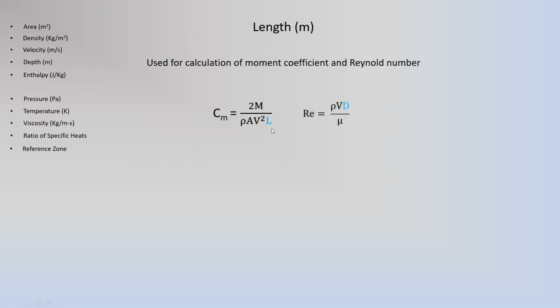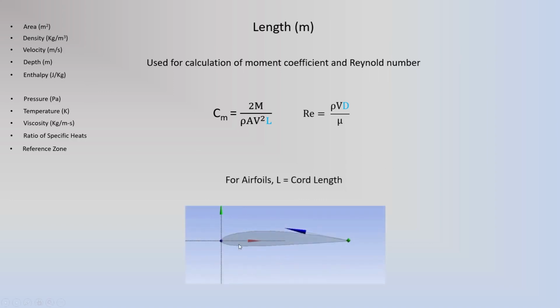To evaluate moment coefficient and Reynolds number, a reference length is required. For moment coefficient, this length is set as the chord of airfoil. As for Reynolds number, user can set any value depending upon where its value is needed. Setting its value as chord length will evaluate Reynolds number at the trailing edge.